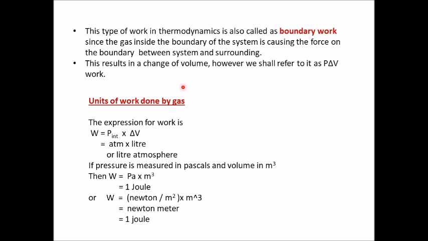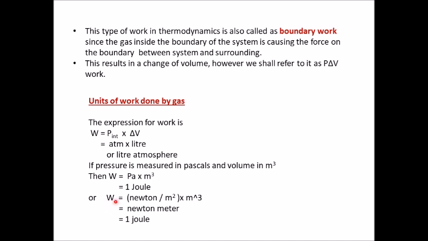Now, we have learned so much about work, pressure, volume work. What about the units of work done by the gas? The expression for work we know is W equal to P external into delta V. That is, pressure is measured in atmospheres, volume is measured in liters, change in volume will also be in liters. So, we have got liter atmosphere as the unit of work. If pressure is measured in pascals and volume in meter cube, then the work done W is equal to Pascal meter cube, and 1 Pascal meter cube is equal to 1 joule.